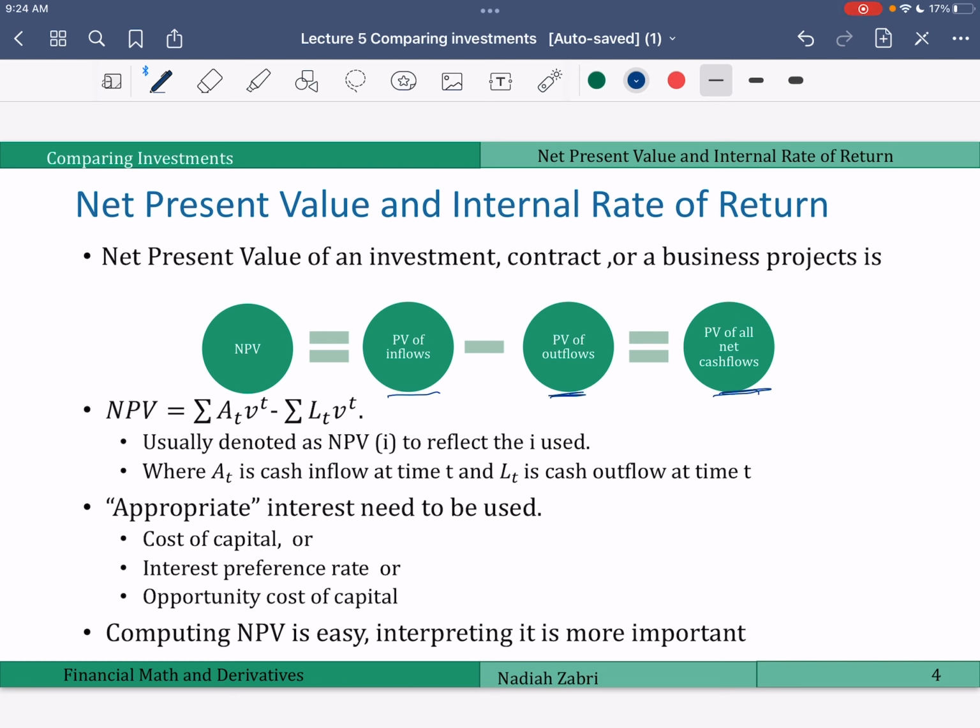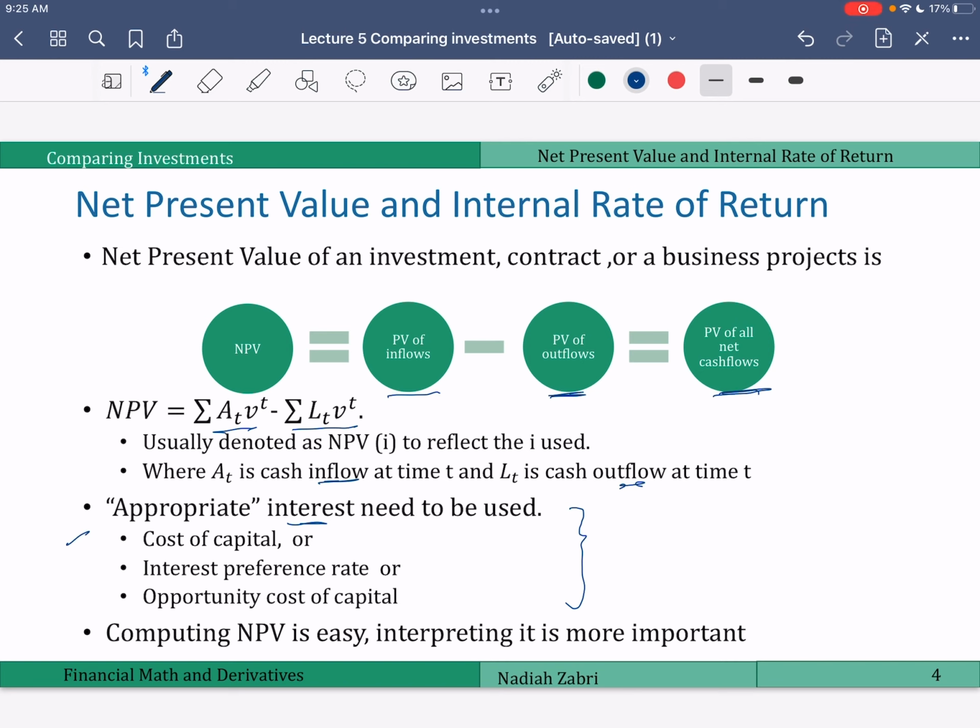If you write it in a formula form, it will be as such: present value of all inflows minus present value of all outflows. So the concept is quite simple. I think the most challenging part is to decide on the interest rate that is involved in this equation. So the appropriate interest rate is going to be, one, cost of capital.